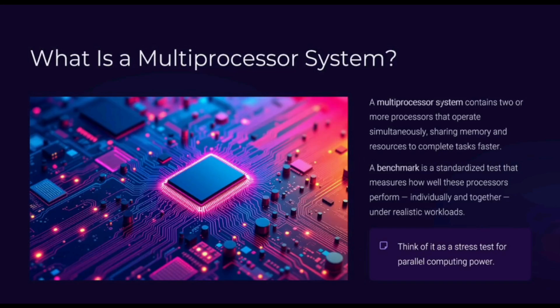A multiprocessor system contains two or more processors that work together to execute a task at the same time. Instead of a single CPU handling all operations, the workload is divided among multiple processors. This allows tasks to be completed faster and improve overall system performance.